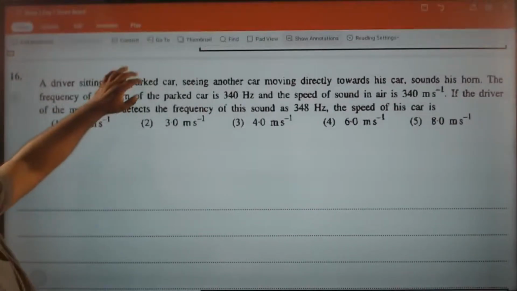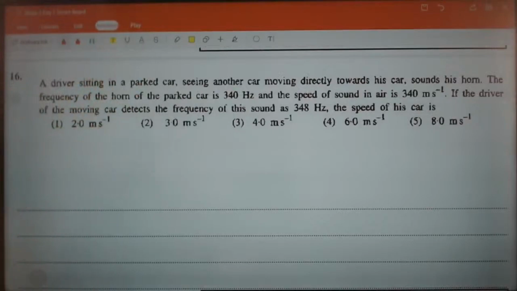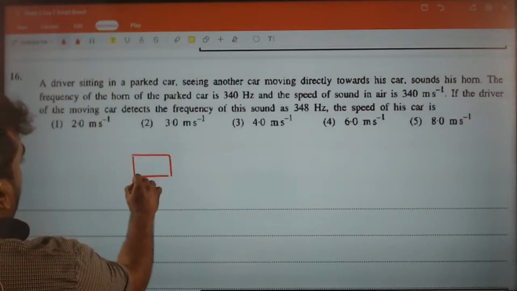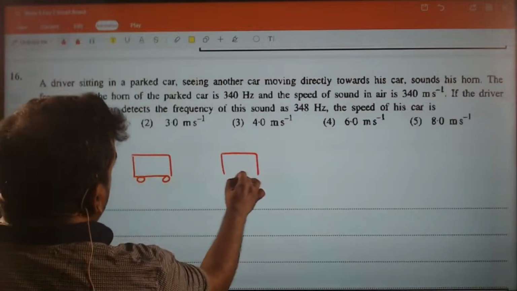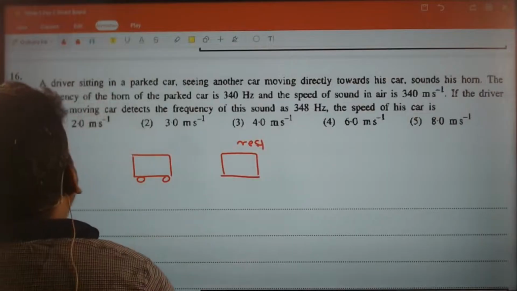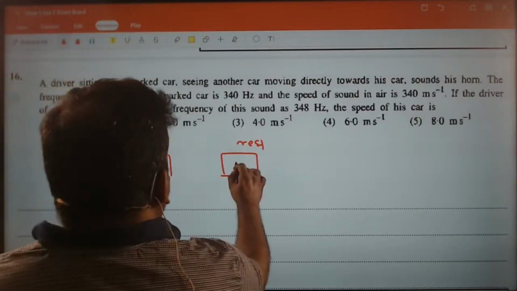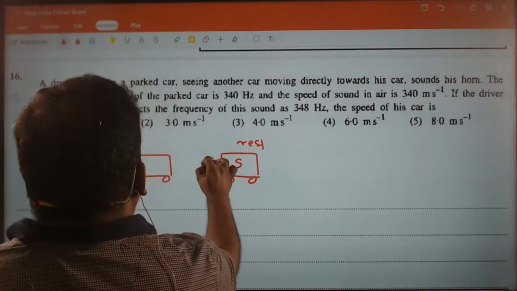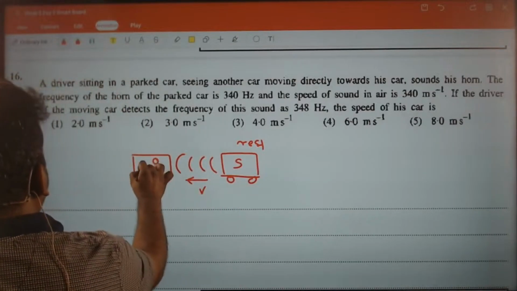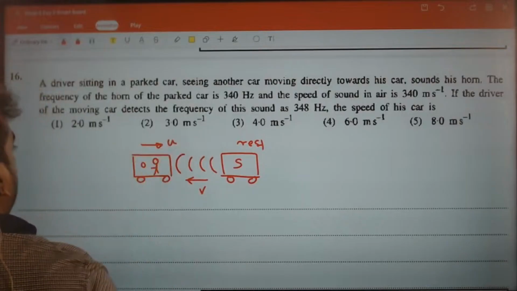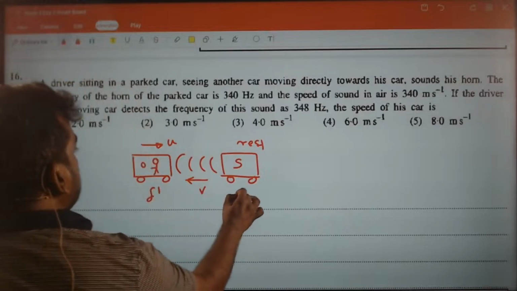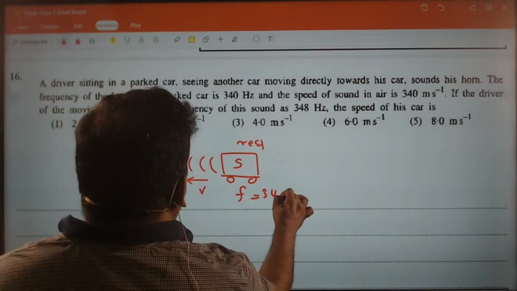Right. A driver sitting in a parked car sees another car moving towards him. So there is another car moving towards him. This fellow is parked at rest, and he will be the source. He will toot the horn. Sound will travel with a velocity v. Observer is here. Observer is also coming with a velocity u. So apparent frequency here f dash. Actual frequency is 340 Hz.